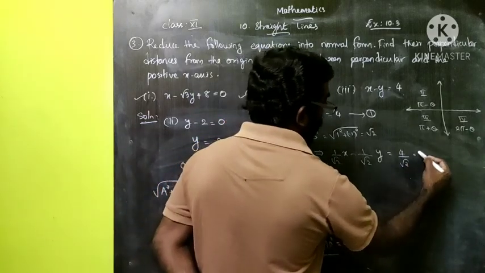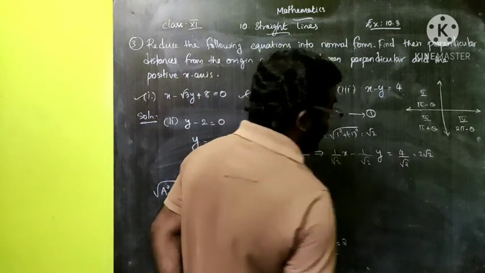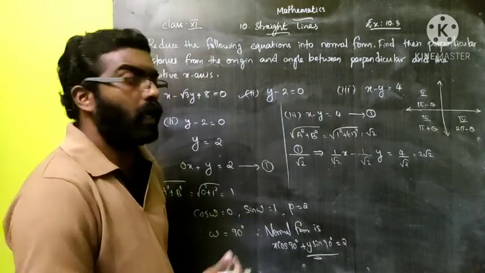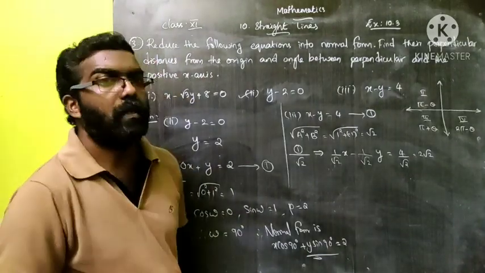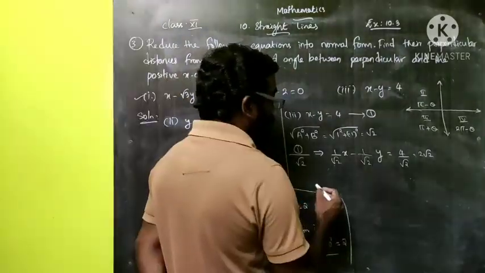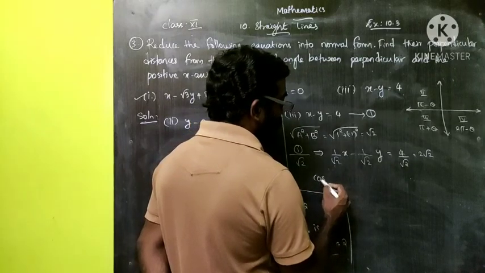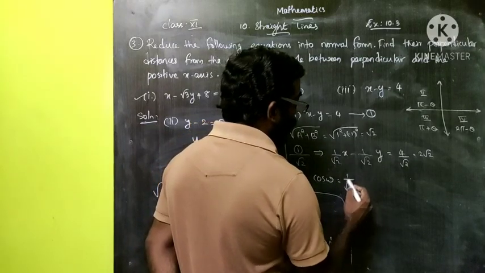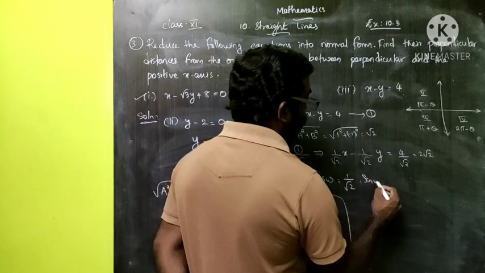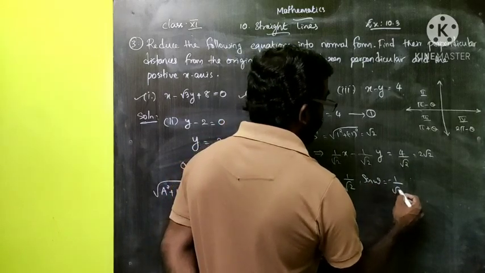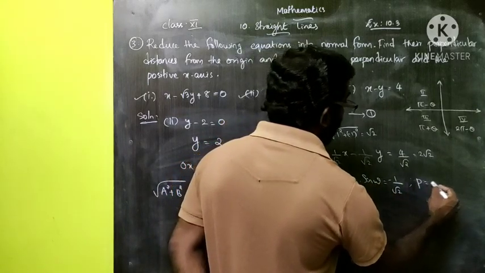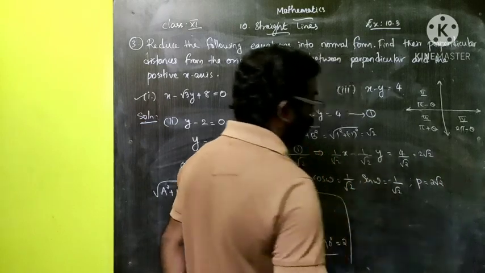And this can be written as 2 root 2. 4 can be written as 2 into 2. 1 2 get cancelled. So we get 2 root 2. And from this we can write cos omega is equal to 1 by root 2, sin omega is equal to minus 1 by root 2, and p is equal to 2 root 2.